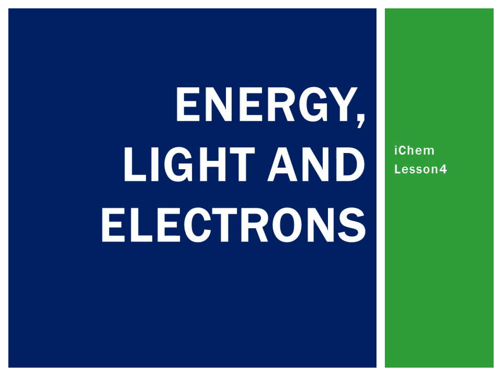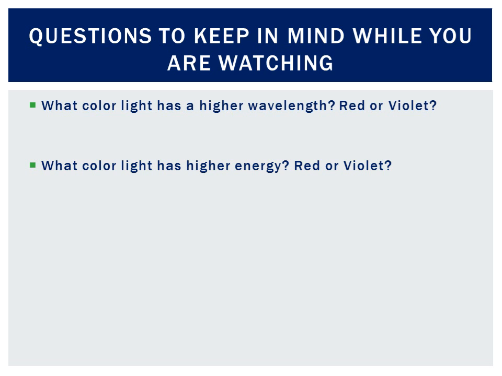All right, here we go with iChem Lesson 4 on energy, light, and electrons. This will really start to help us make the connection between our observations in the lab and our understanding of energy and what we now know about electron configurations and the organization of electrons in the atom and the ideas that we'll continue to build there.